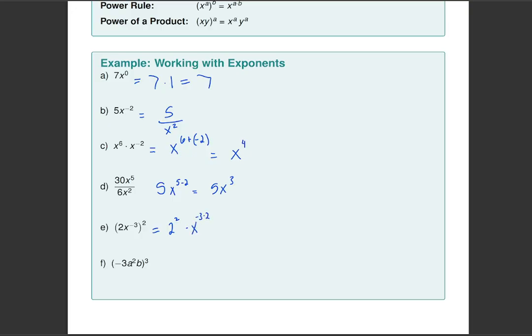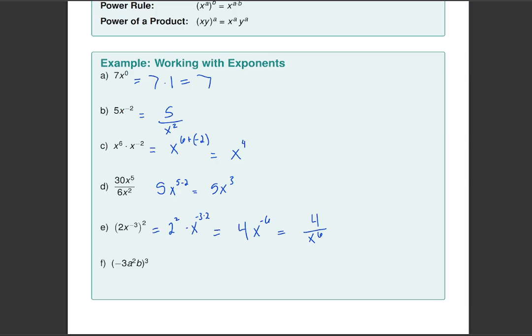So here we have our square being distributed to both our factors, and then also when we already have an exponent, like x to the minus 3, we multiply it with the 2. So this becomes 4, since 2 squared is 4, x to the minus 6. But we want to get rid of that negative exponent, and it becomes 4 over x to the 6. So the minus is gone in the exponent when we move it to the denominator, notice.